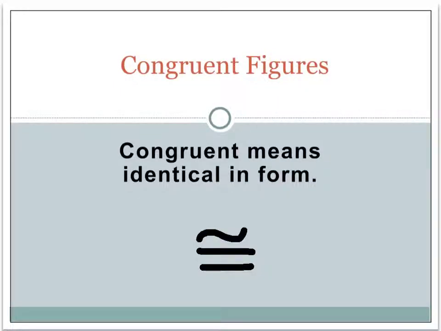This is Mrs. Carnes. Today we're going to be talking about congruent figures. Now, you've seen the word congruent before. Congruent means identical in form. And this is the symbol that we've used to show that two things are congruent. You've talked about congruent angles or congruent line segments. And so what we're going to take a look at now are congruent figures.